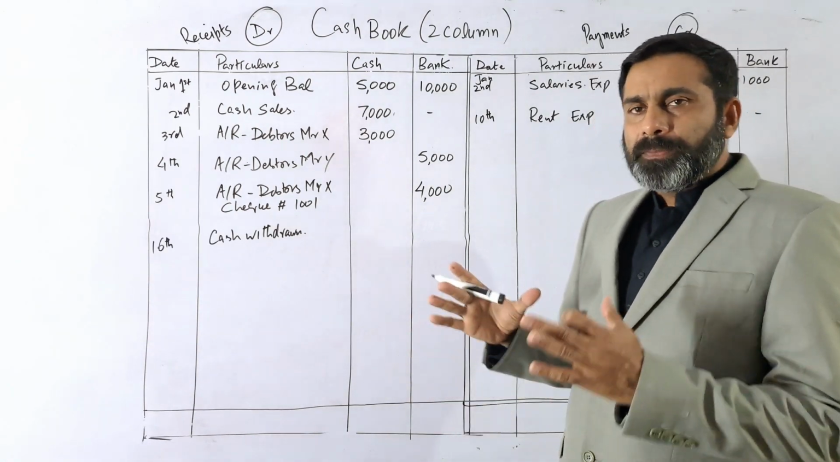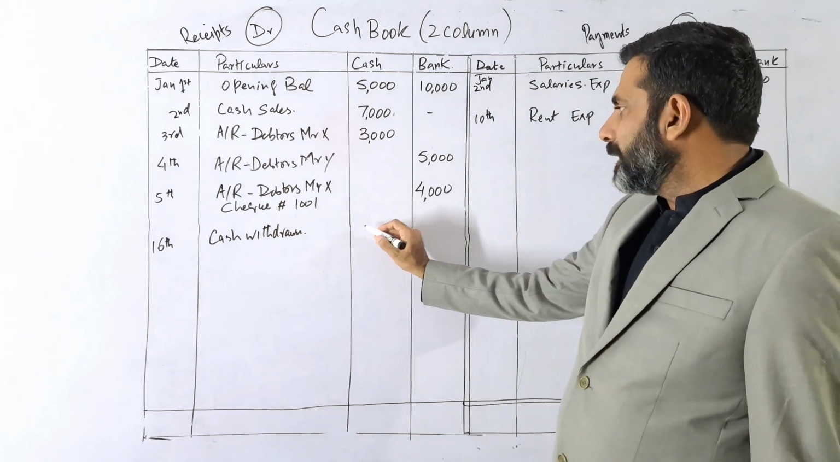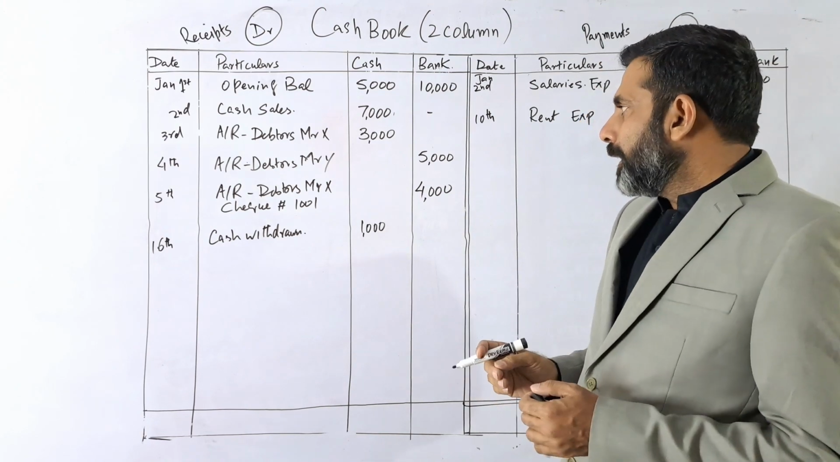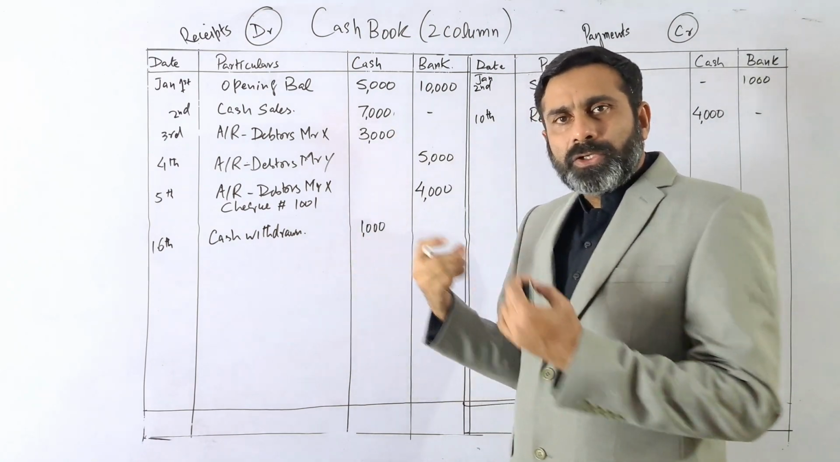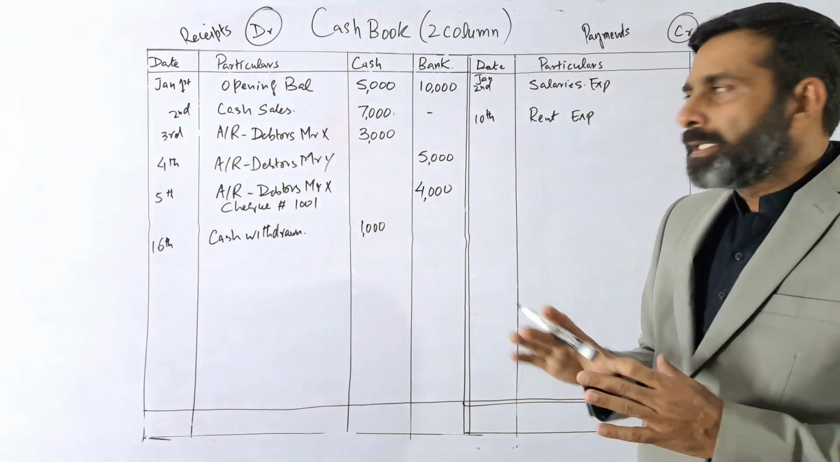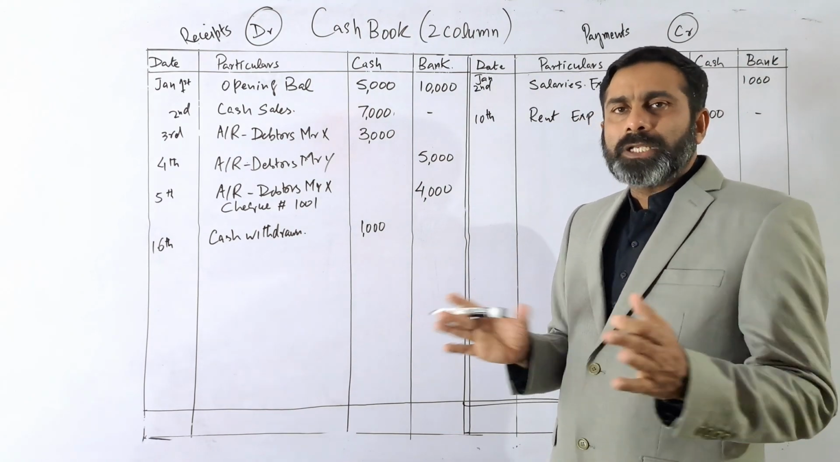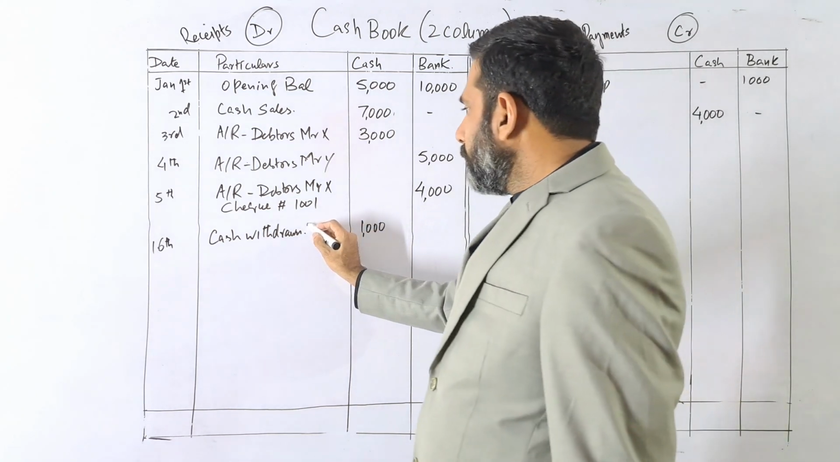For example, we are withdrawing an amount from the bank, let's say $1,000 is withdrawn from the bank. In that case, we have two effects on the cash book: cash in hand and cash at bank. Both will be affected. Now the cash is withdrawn from the bank.